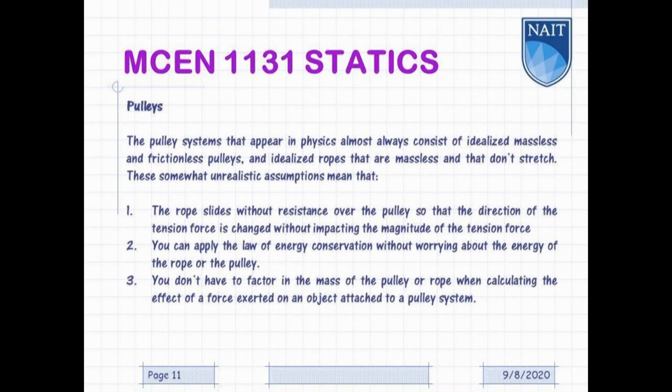1. The rope slides without resistance over the pulley so that the direction of the tension force is changed without impacting the magnitude of the tension force. 2. You can apply the law of energy conservation without worrying about the energy of the rope or the pulley. And 3. You don't have to factor in the mass of the pulley or rope when calculating the effect of a force exerted on an object attached to a pulley system.